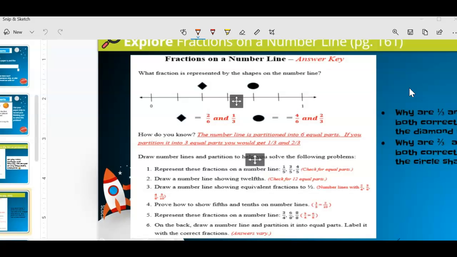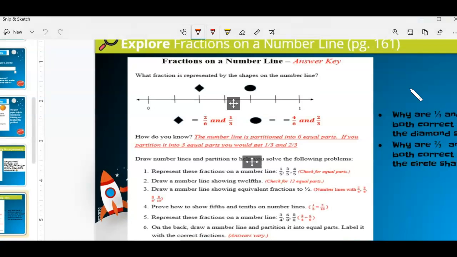All right, so back to the fractions on the number line. I said that this shape is 2/6 and 1/3, and over here is 4/6 and 2/3. So how do we know that? Well, if you look at the actual number line itself, up here, it is partitioned into six equal parts. How do we know that? Well, it starts out with 0. This is 0 here. We'll see that 1 is down here on this end, so that's the ending.